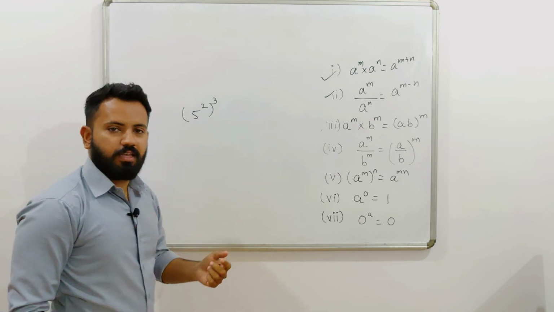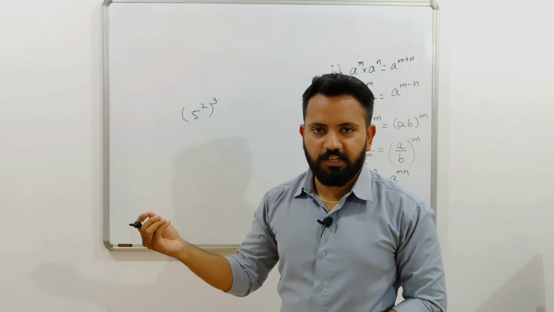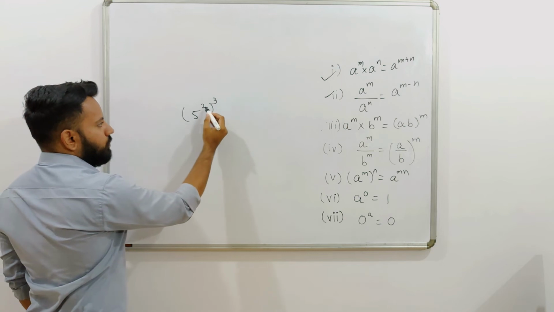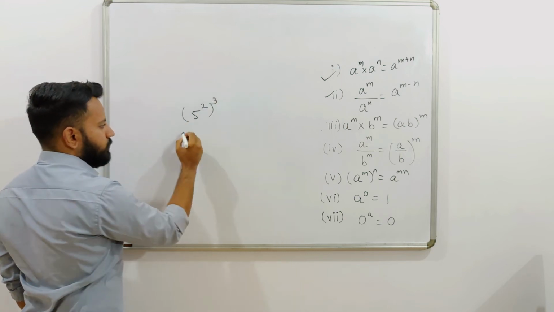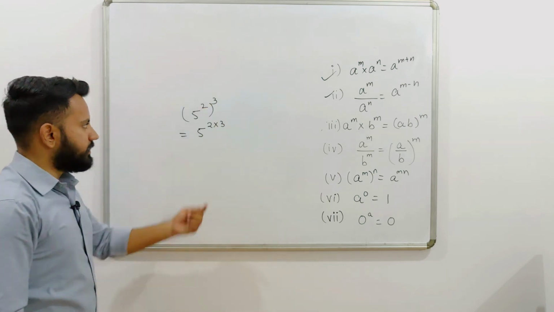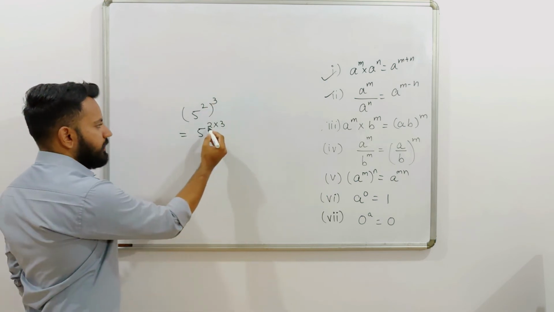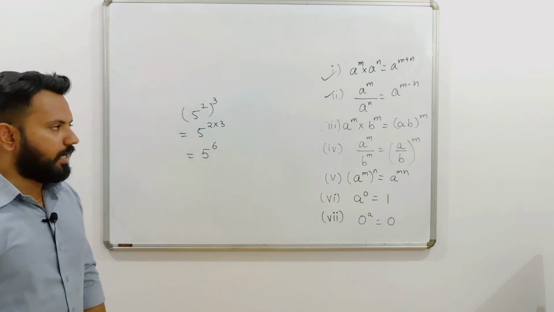Means here we can say that there is a power of a power, just for the sake of understanding. So as we can see, the power 2 is of the base 5 and that whole exponent is also raised to 3. So we can write it as 5 raised to 2 into 3. That is, their powers will get multiplied. So 2 and 3 will get multiplied, that is 2 into 3, which gives us 5 raised to 6 as an answer.